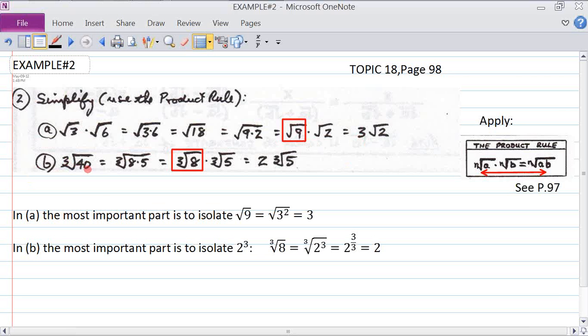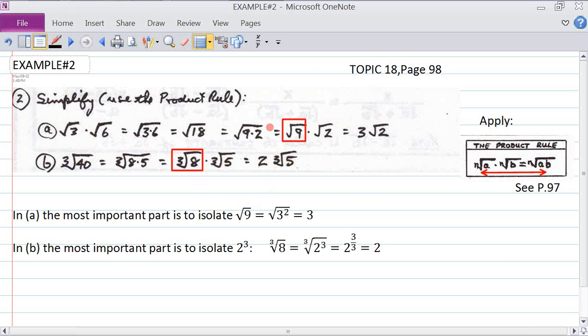Cube root of 40. Now I ask myself, can I break down 40 into something where I can take the cube root of it easily and get an integer? Well, I can break it down into 8 times 5, that's 40. And now I can break this down into the cube root of 8 times the cube root of 5, where essentially what I'm doing is taking this and going in this direction. So I break this down. Now why do I do that? Because the cube root of 8 is 2. I leave the cube root of 5 here.